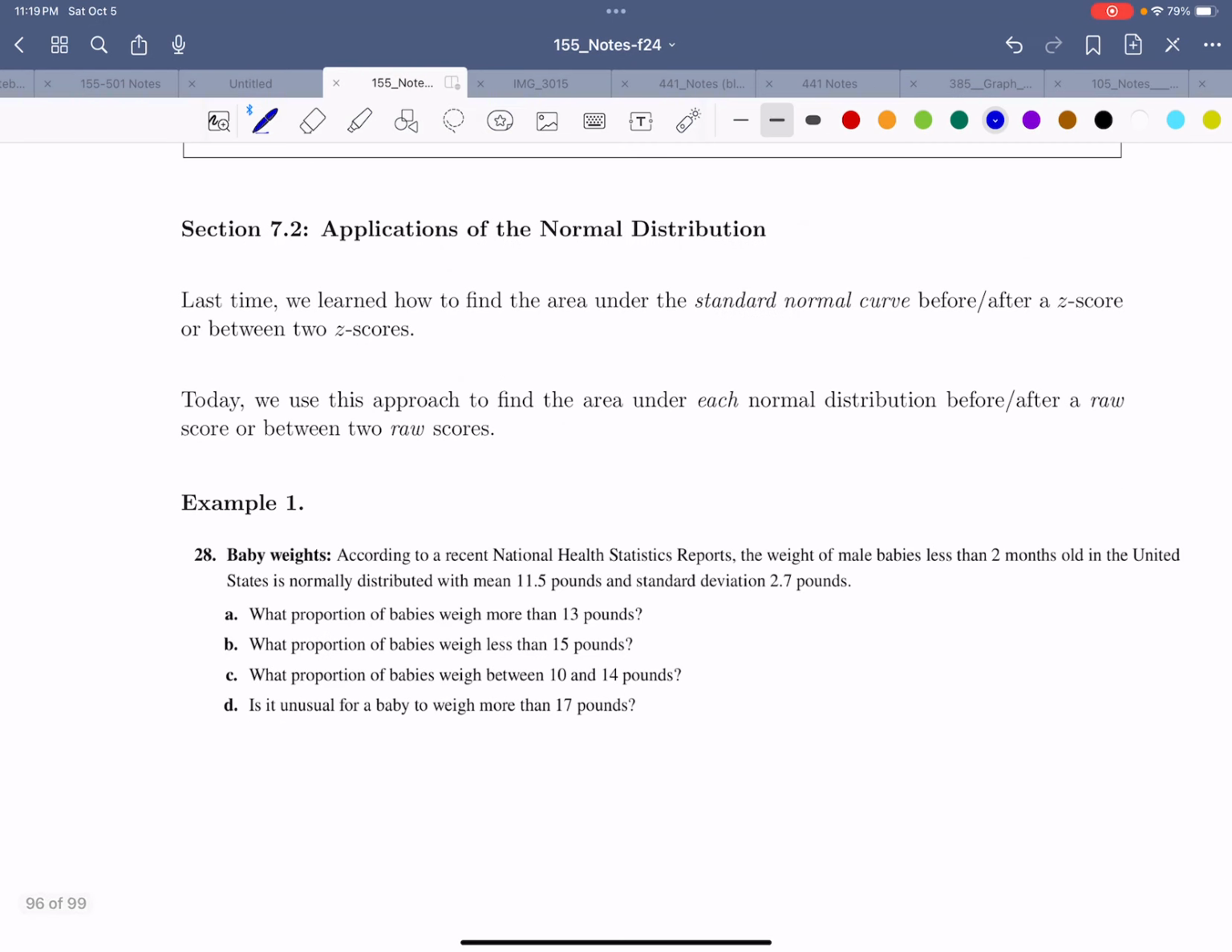We're going to use examples to illustrate how we do things. Consider these baby weight statistics. Weight of male babies less than 2 months in the U.S. is normally distributed. Now, by the way, when they say normally distributed, they really mean approximately. Nothing is ever perfectly normally distributed, but that's beside the point. Anyway, the mean is 11.5 pounds, and the standard deviation is 2.7 pounds.